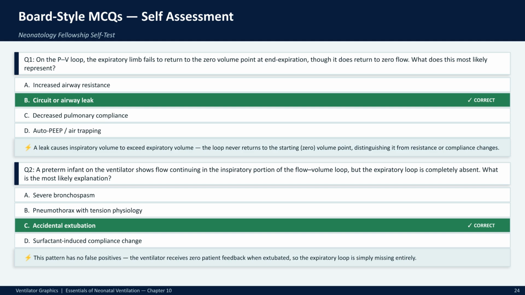For self-assessment, consider common board-style questions. A PV loop that fails to return to zero volume is a hallmark of a circuit leak. Similarly, when the expiratory portion of the loop is missing entirely, it is a critical sign of accidental extubation, providing an unambiguous warning to the clinician.